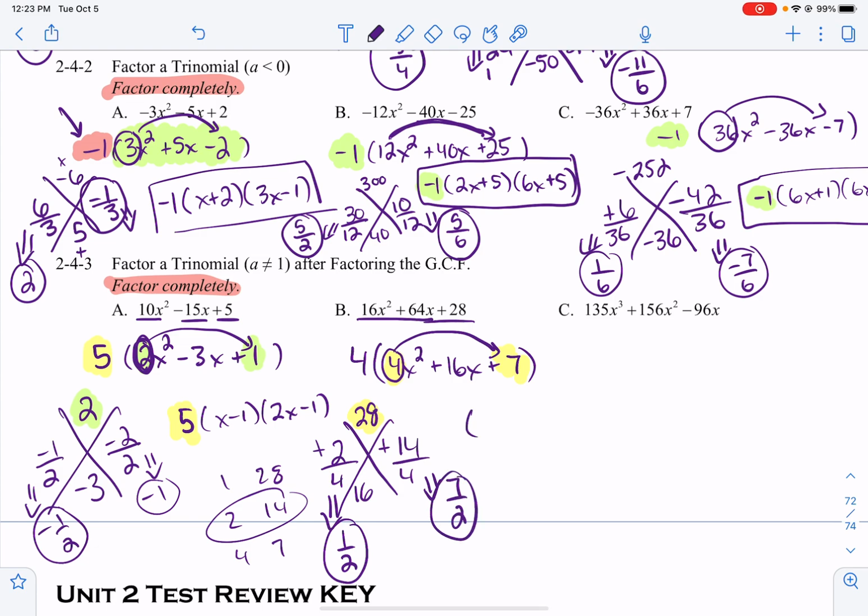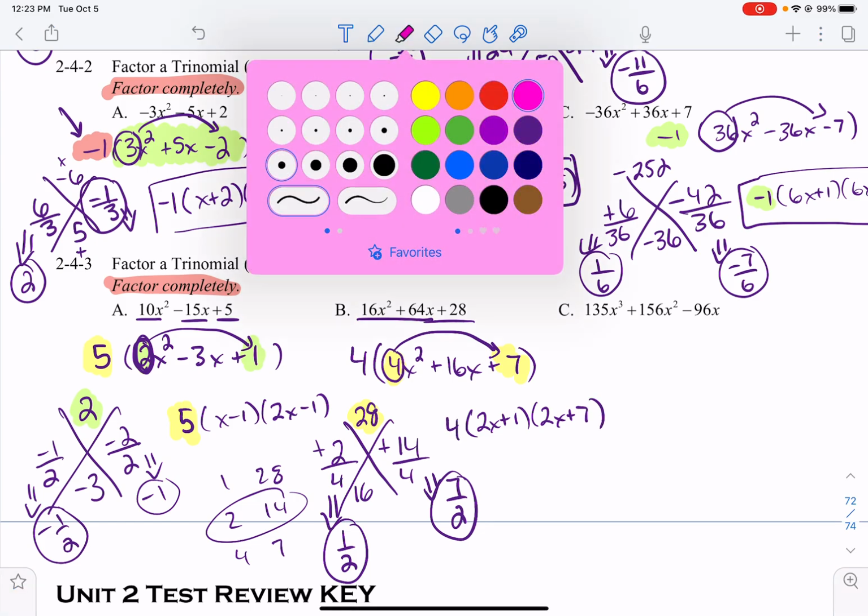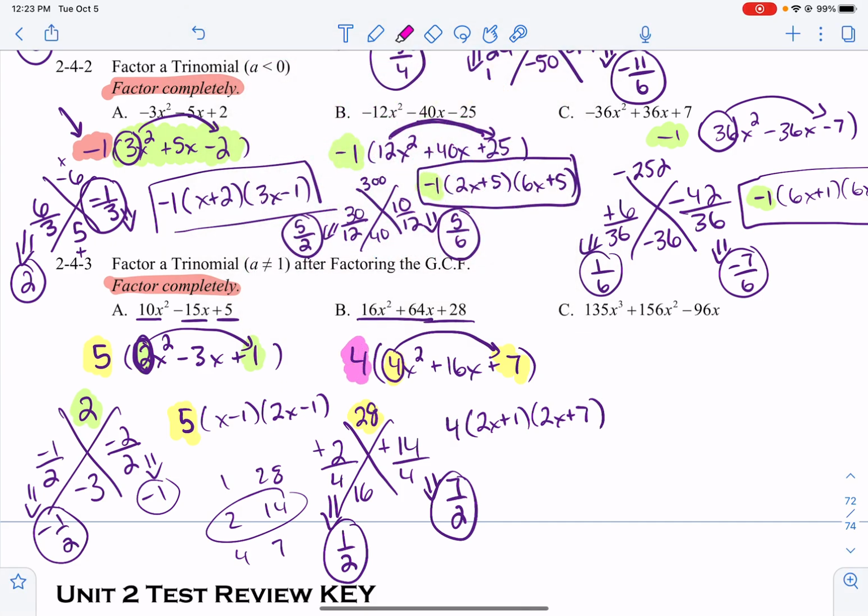So my answer is 2x plus 1 from the left, 2x plus 7 from the right, and that 4 in the front. Okay? This 4 that we factored out in the very beginning, now it comes back, and it goes at the front of the parentheses.